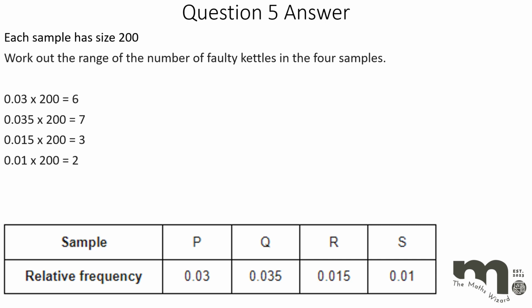Now range, remember, is always highest take away smallest, so we've just got to take the highest number there, which is 7, so that was for sample Q, and then we've got 2 for S. We take 2 away from 7, and 5 is going to be the range.